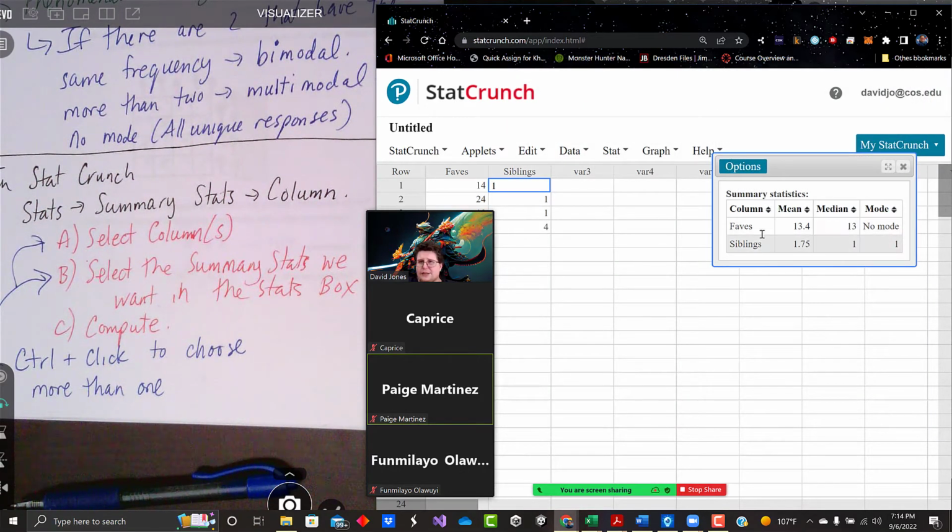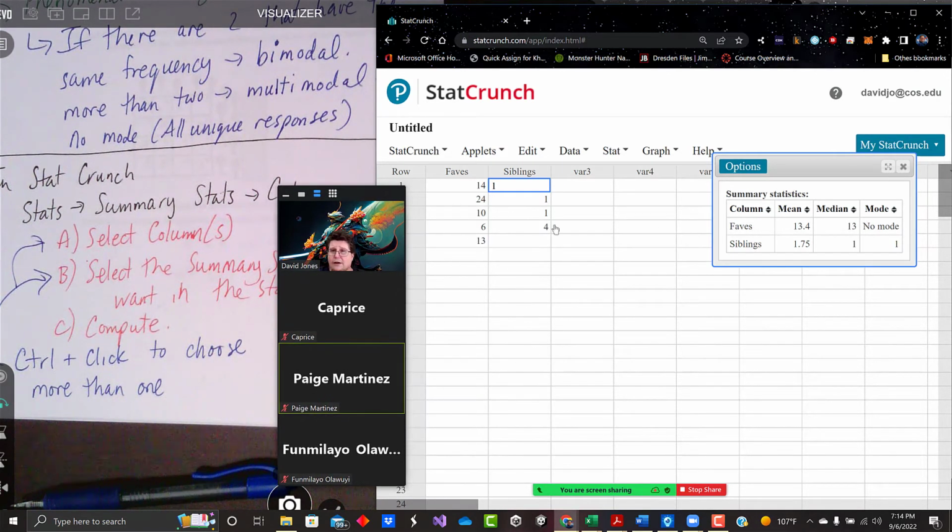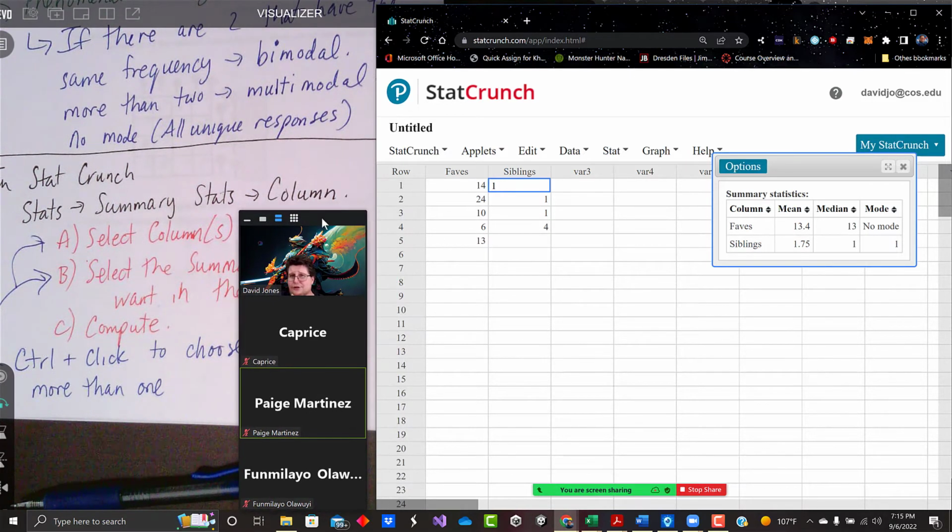So now it's showing me both. For the favorites, still the 13.4 and the 13. It's just focusing on the data that's in that column to do it. And it says there's no mode. We had all unique values. On siblings, they added them all up and divided by 4 because there were only 4 entries for siblings.